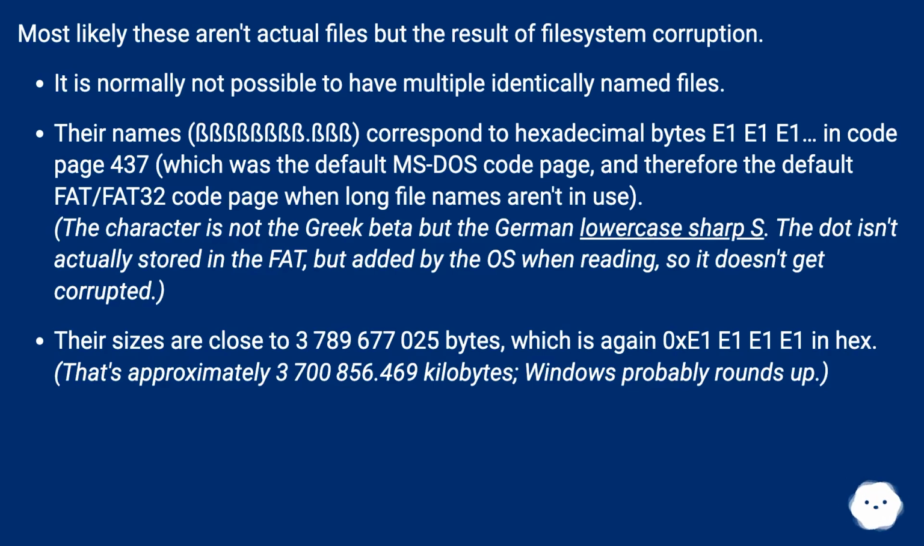The character is not the Greek beta but the German lowercase sharp s. The dot isn't actually stored in the FAT, but added by the OS when reading, so it doesn't get corrupted. Their sizes are close to 3,789,677,025 bytes, which is again 0xE1, E1, E1, E1 in hex. That's approximately 3,700,856.469 kilobytes. Windows probably rounds up.